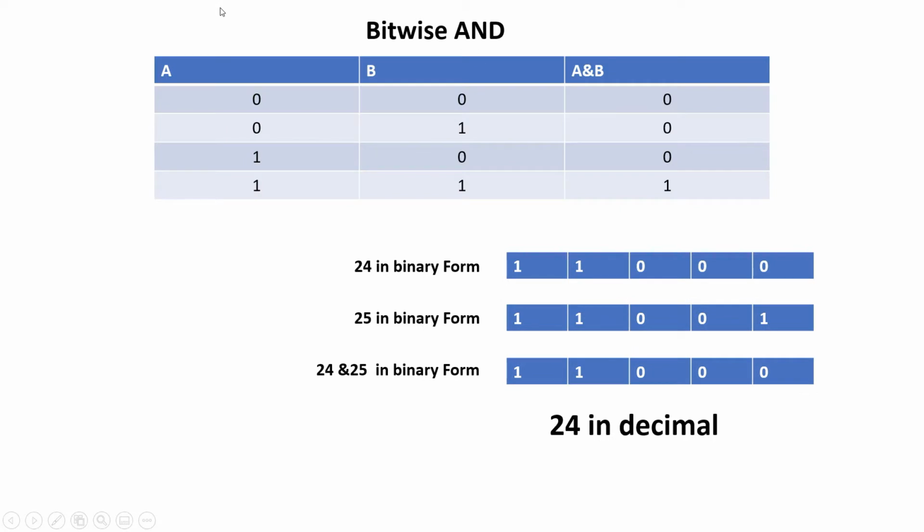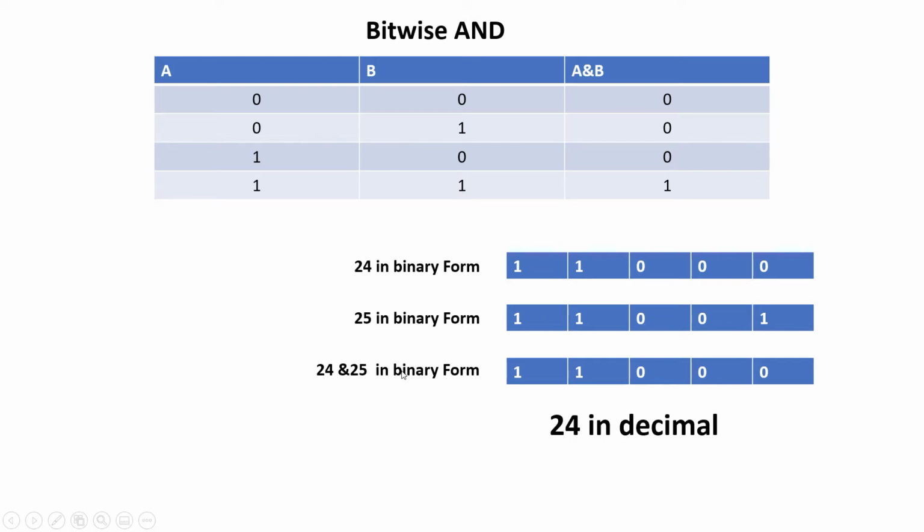The bitwise AND: 0 and 0 gives us 0, 0 and 1 is 0, 1 and 0 is 0, 1 and 1 is 1. Only 1 and 1 gives us 1, or true and true gives us true. The rest is false. Okay, so we have 24 in binary form. I don't want to waste your time changing 25 to binary form as it is similar. So 25 in binary is 11001.